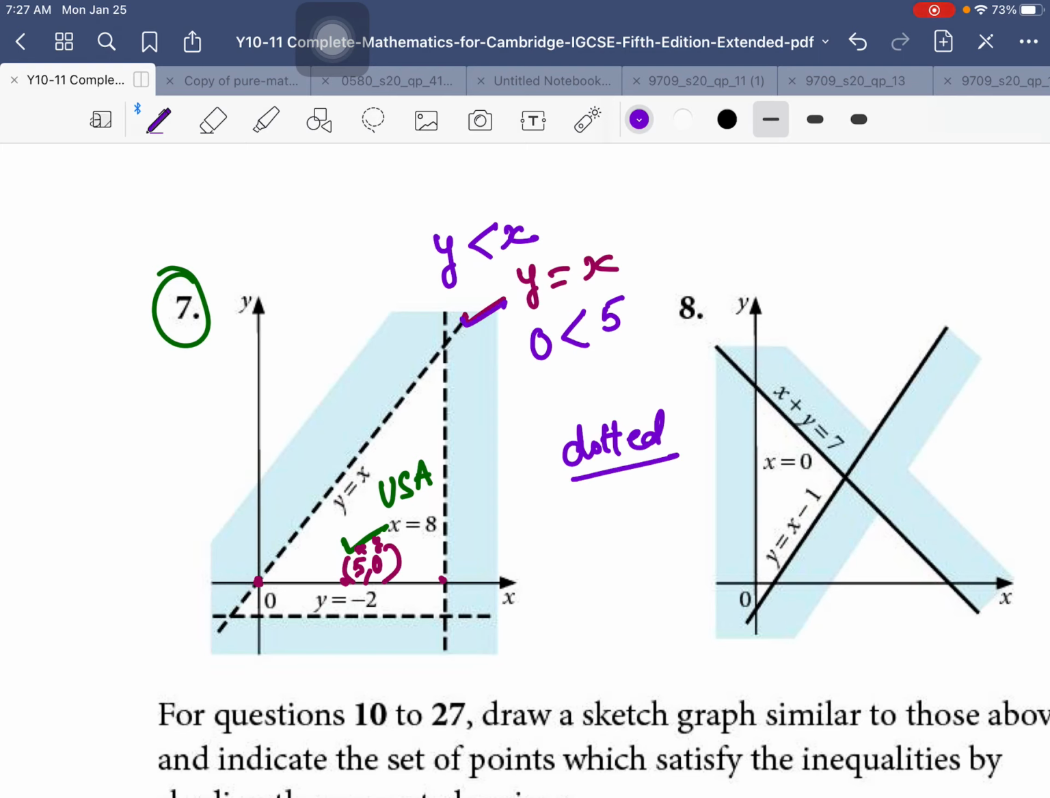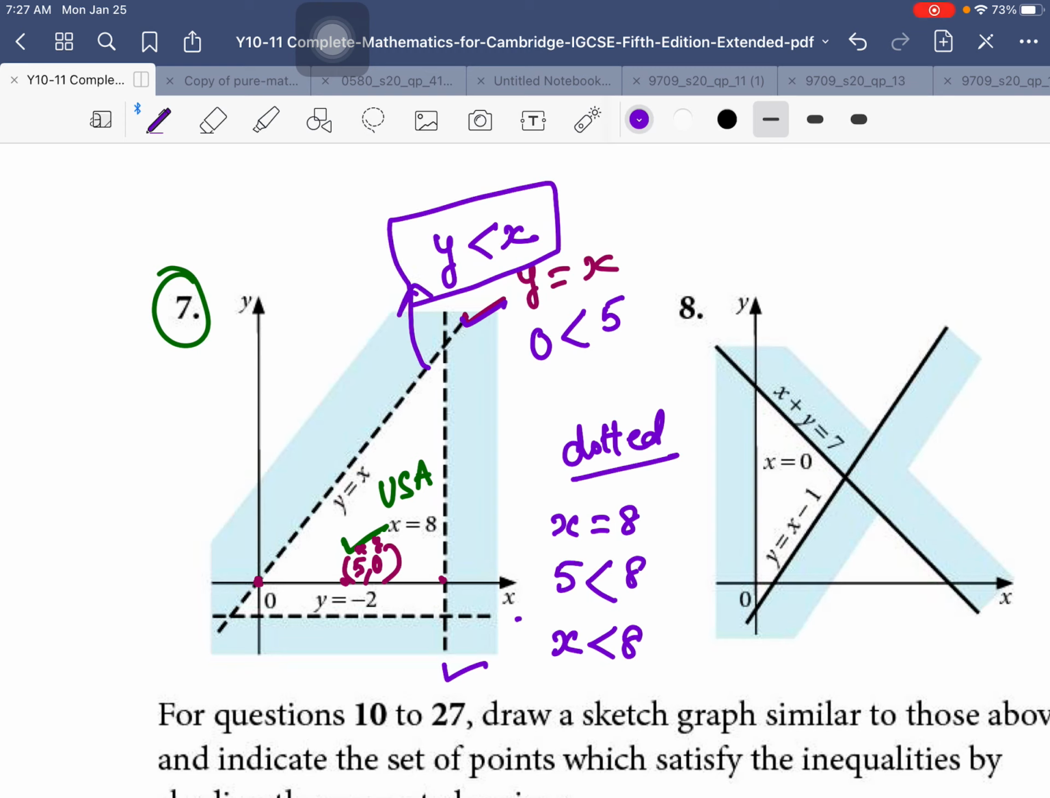Now consider this vertical line, which is x equal to 8. Plug in this point 5, 0: x is 5, y is 0. So 5 and 8, obviously 5 is less than 8. So the inequality for the vertical line should be x less than 8. So this is the first inequality from this line, and this is the second inequality from the vertical line.